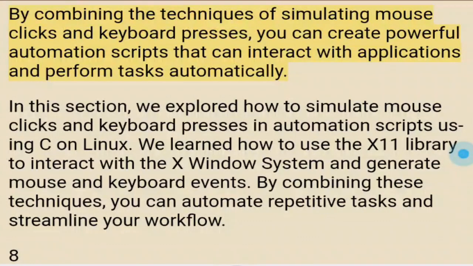By combining the techniques of simulating mouse clicks and keyboard presses, you can create powerful automation scripts that can interact with applications and perform tasks automatically. In this section, we explored how to simulate mouse clicks and keyboard presses in automation scripts using C on Linux. We learned how to use the X11 library to interact with the X Window System and generate mouse and keyboard events. By combining these techniques, you can automate repetitive tasks and streamline your workflow.